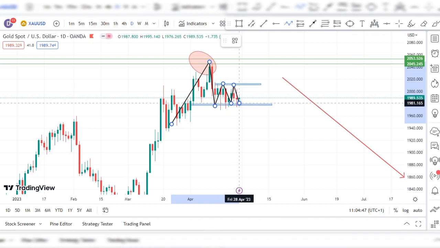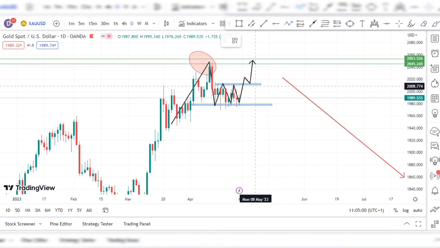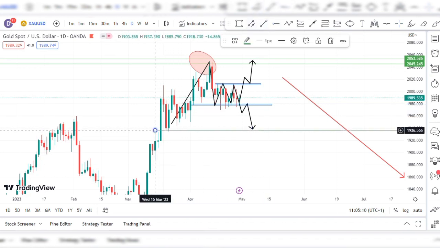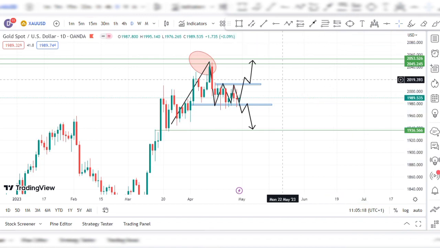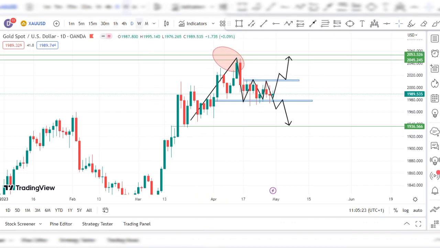between these two areas. Okay, so what could happen here is either price breaking back above this area and continuing to the upside back into this area to test it, or price could break below that area, quick retest, and then continue down towards this next support area, which will be around the 1936 level. All right, so those are the two possibilities that we are seeing at the moment on the daily time frame.